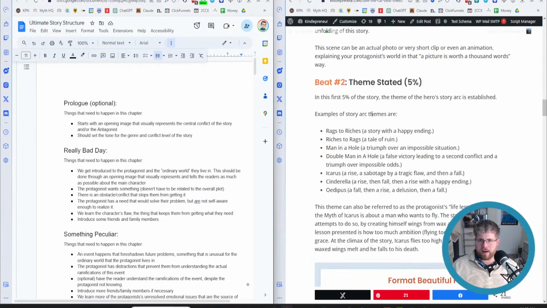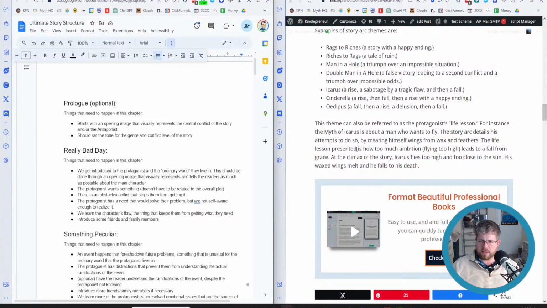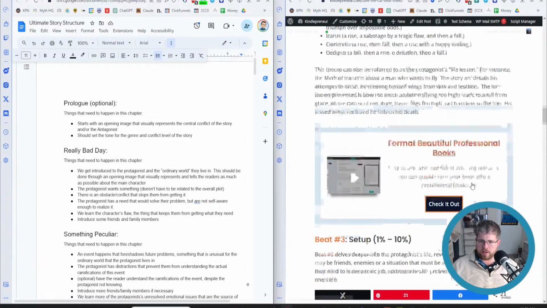But yeah. All right, theme stated. In the first 5% of the story, the theme of the hero's story arc is established. Examples of story arc themes are all of these things. This theme can also be referred to as the protagonist's life lesson. For instance, the myth of Icarus is about a man who wants to fly. The story arc details his attempts to do so by creating himself wings from wax and feathers. The life lesson presented is how too much ambition, flying too high, leads to a fall from grace. At the climax of the story, Icarus flies. Okay, so that's the theme.